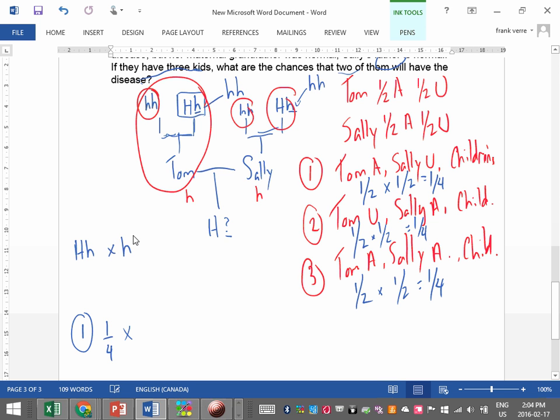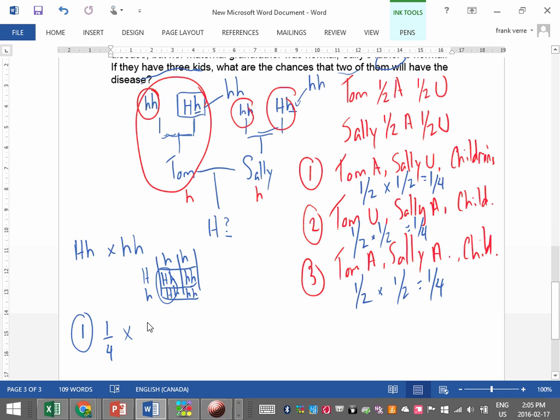Little h, little h. Now, if you did a Punnett square, you don't need to do a Punnett square, but if you did, Sally would be little h, and Tom would be this. So you could see that it's what? What chance of being affected? Yeah, 50%. 2 out of 4, right?